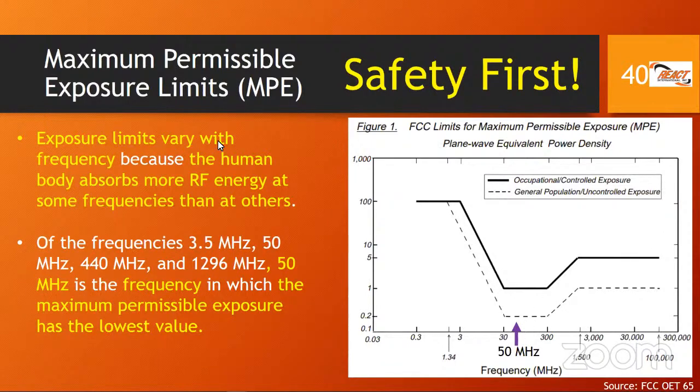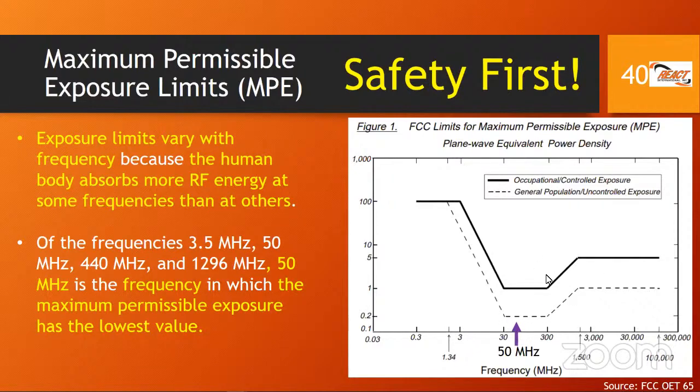So the exposure limits vary with frequency. You notice that? This is the exposure limit, and this is the frequency. Notice it's varying. It's not a flat line. If it was constant, you would see a straight line, but it's varying. That's the point this makes. Why does it happen? As human beings, our bodies can absorb radio frequencies, but we are more efficient at absorbing some frequencies more than others.